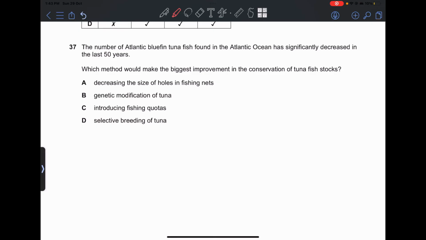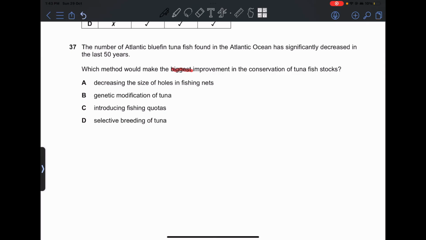37. The number of Atlantic bluefin tuna fish found in the Atlantic Ocean has significantly decreased in the last 50 years. Which method would make the biggest improvement in the conservation of tuna fish stocks? Now, in this question, the key word is the word biggest. Some of these methods may work, but they will work on a small scale compared to others. So let's read the options.